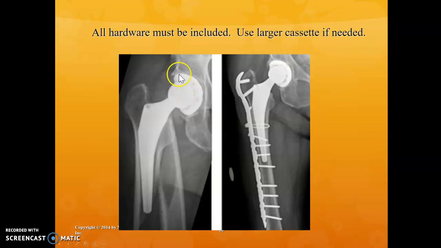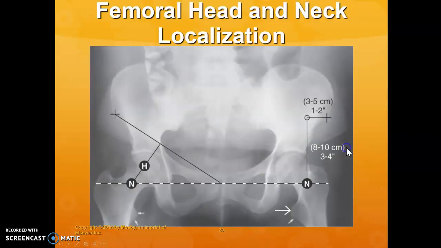If your patient has a hip replacement, all the hardware must be included. So down to the bottom here, as you can see here, you might need to use a larger cassette due to this plate with screws. You might need to increase your cassette size. Your textbook specifies this location suggestion. It is in your board review. I don't tend to use these landmarks in my clinical practice, but this is something I want you guys to know.